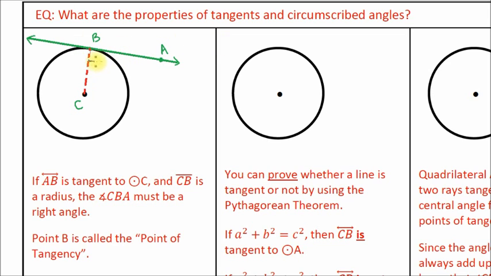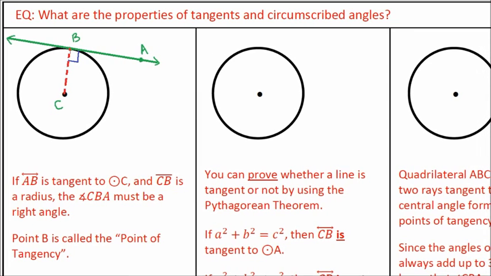Let's try it again. So what we're learning here is, if you have a radius that touches the circle at exactly the same place that a tangent line touches the circle, those two lines, CB and the tangent line, they must meet at a right angle. And this point B, make sure you understand this, this point B is called the point of tangency because that is where the tangent line AB touches the circle. So it's an interesting property of a radius and a tangent line to a circle. Let's take a look at the next section.